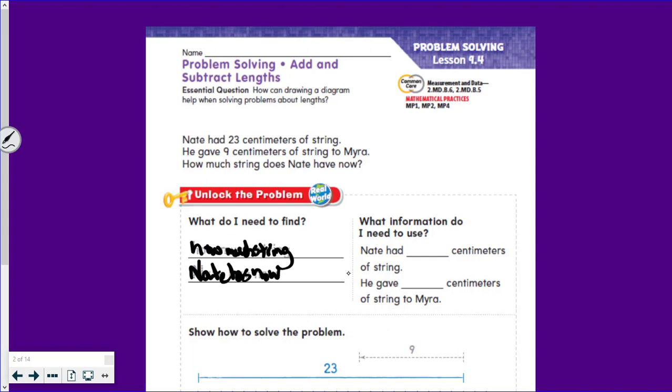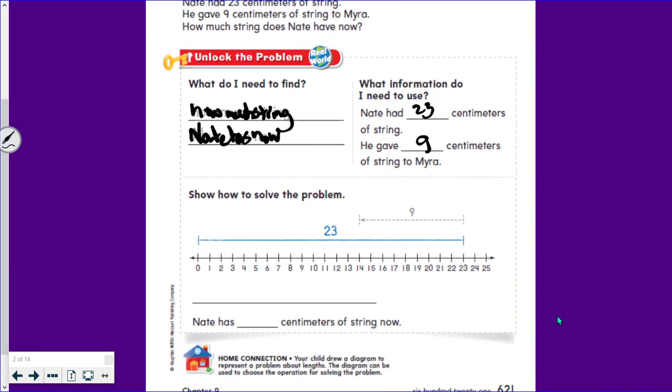All right, so what information do I need to use? Well, let's see. Nate had blank centimeters of string. He gave blank centimeters of string to Myra. So he had, let's check the problem, 23 centimeters of string, and he gave 9 centimeters of string to Myra. Got it. Okay, so show how to solve the problem.